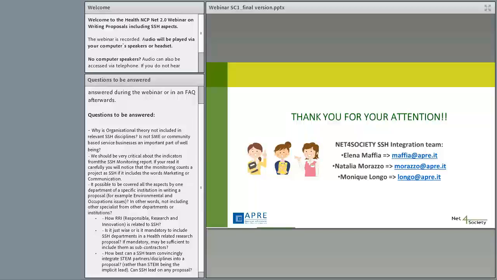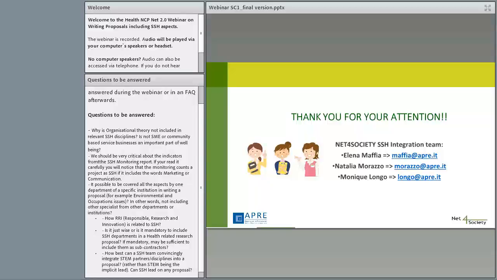Okay, so then the next question: how is RRI, Responsible Research and Innovation, related to SSH? Well, RRI is something cross-cutting, as well as SSH. So they are very near, and when you read the work program of Science with and for Society, that is the core work program for the RRI, you can find there a lot of SSH flagged topics, because of course all the responsible research and innovation aspects are very near to SSH. But they are not the same issue. They are not the same thing.